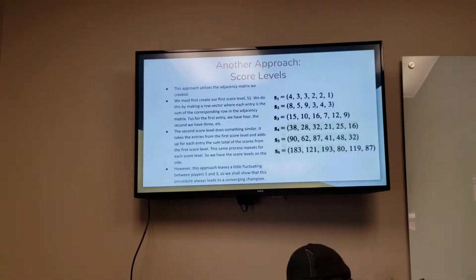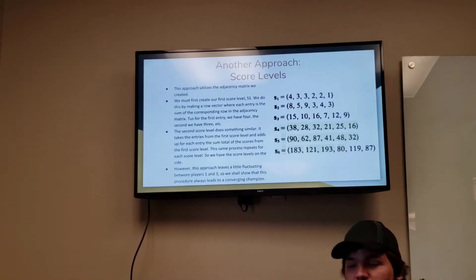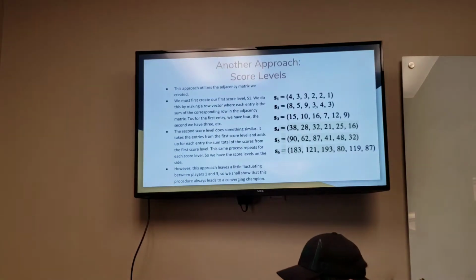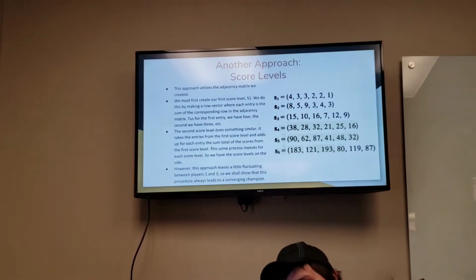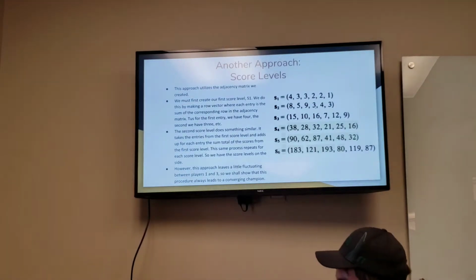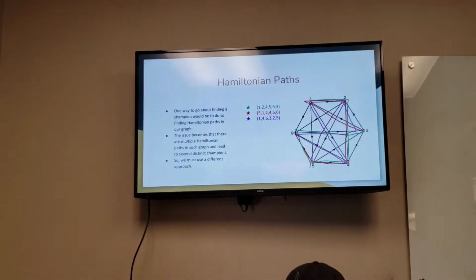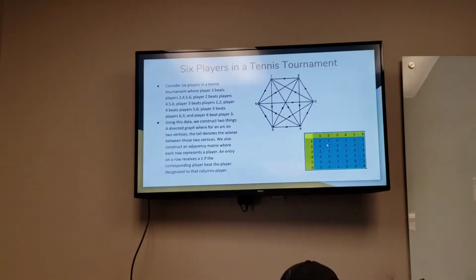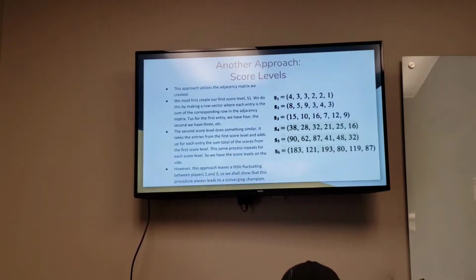The approach that we will be studying here is going off of score levels. So here's where we're going to use the adjacency matrix. You must first create the first score level. The way you do that is you go back to your adjacency matrix and you count up how many ones you have for player 1. It sums up to 4, the next one sums up to 3, 3, 2, 2, and 1. And thus you have your first score level.